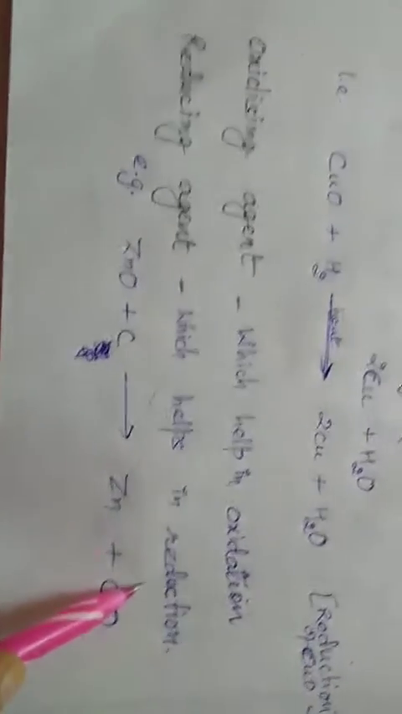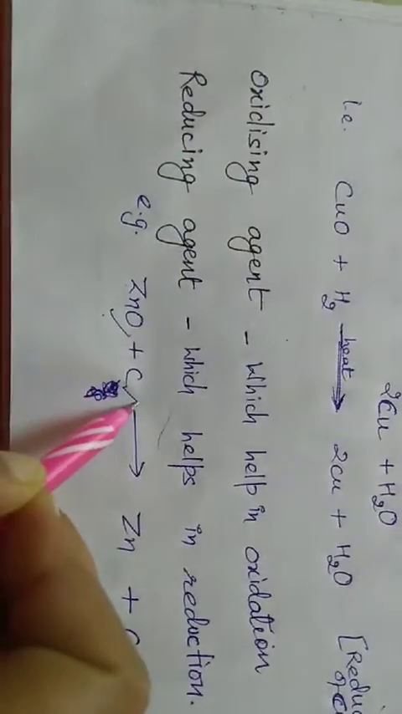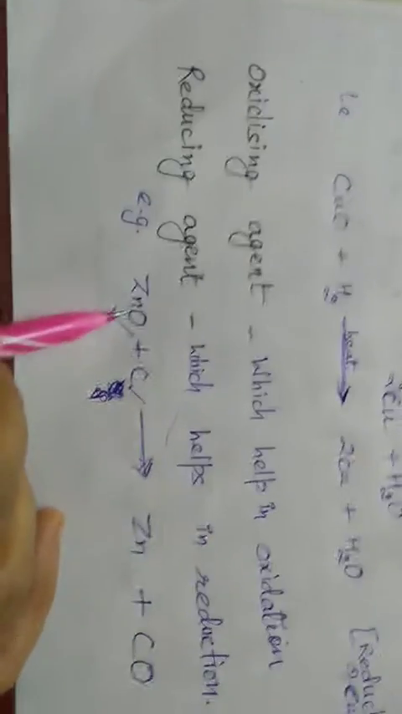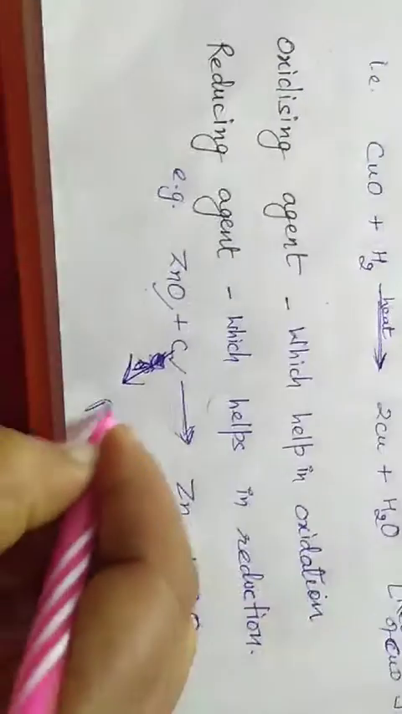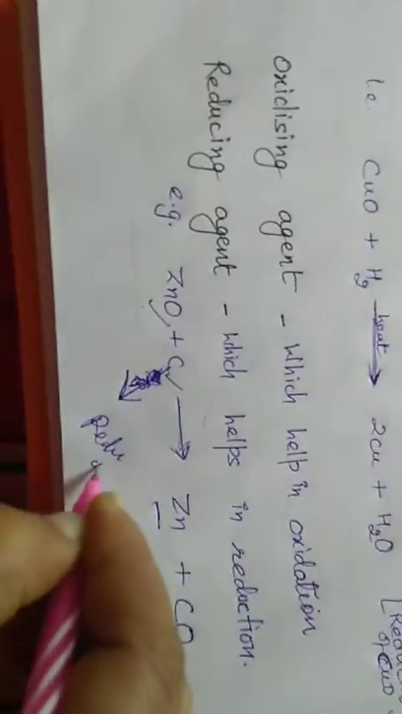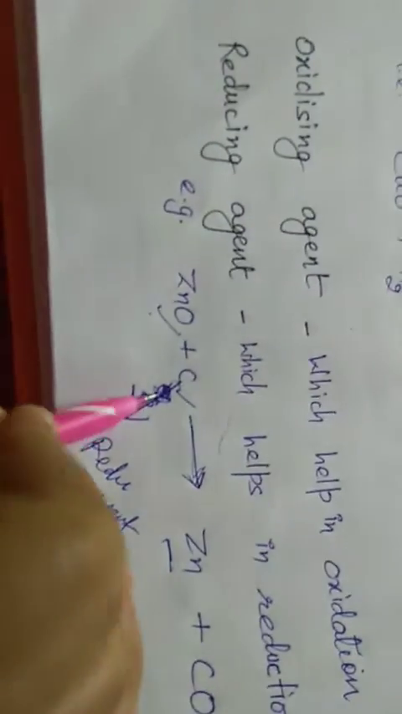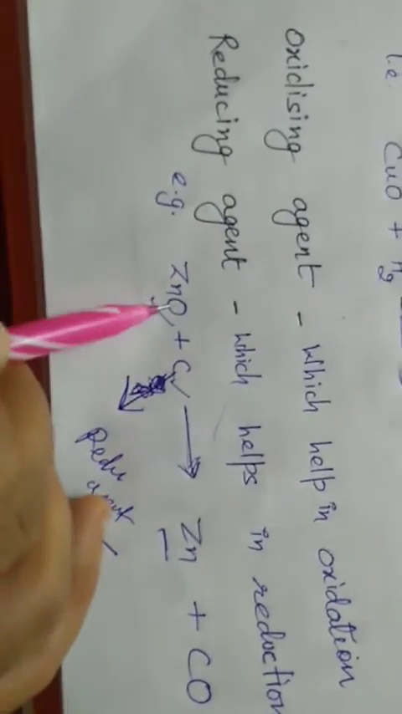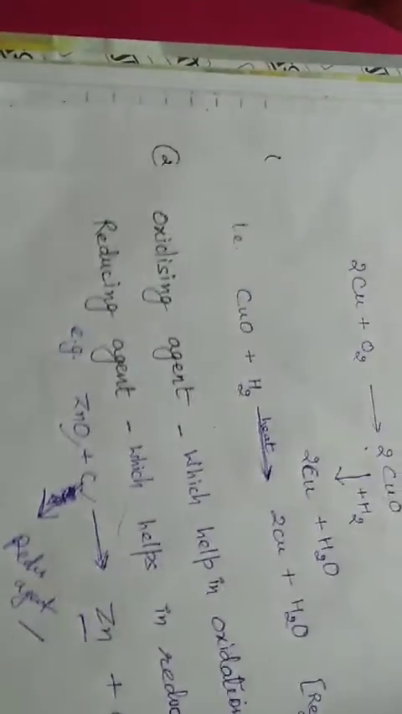Now the reducing agent is one which helps in reduction. For example, you have zinc oxide, you have to reduce it. So in the presence of carbon, if you perform the activity, you will see that zinc oxide is reduced to zinc. Now here C will be called reducing agent because it helps in the reduction of zinc oxide. It helps in the removal of oxygen from the zinc oxide. Okay, so these are called the reducing agent.